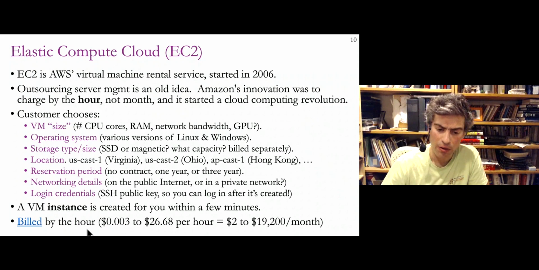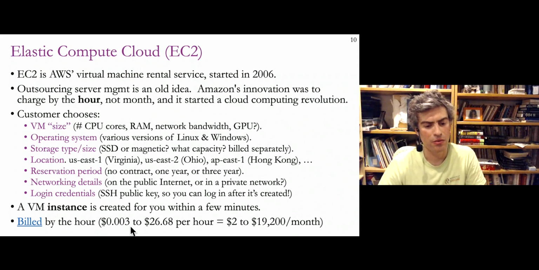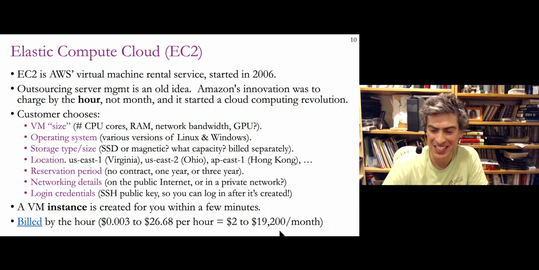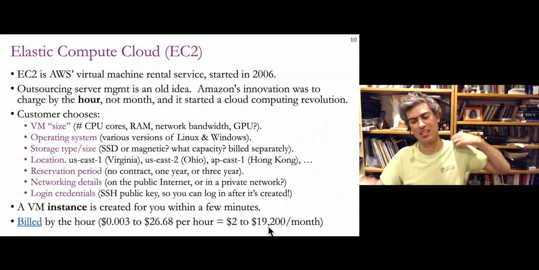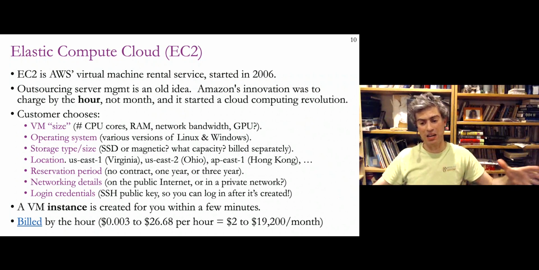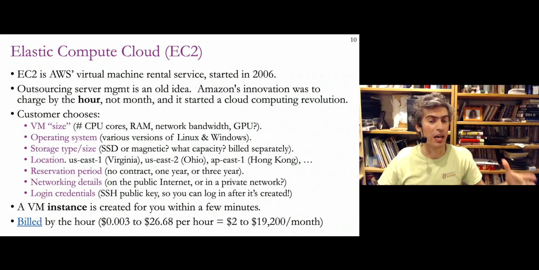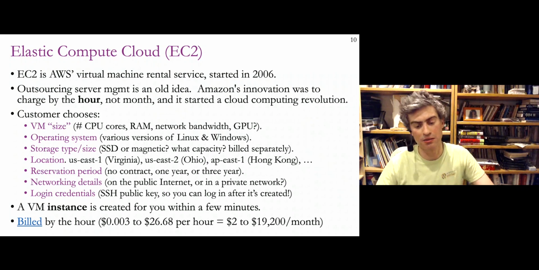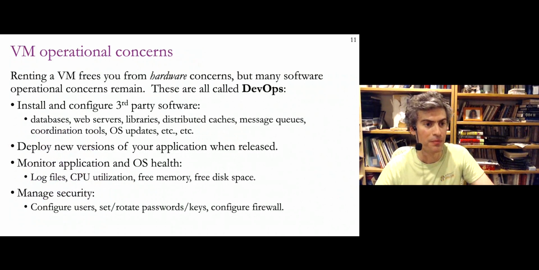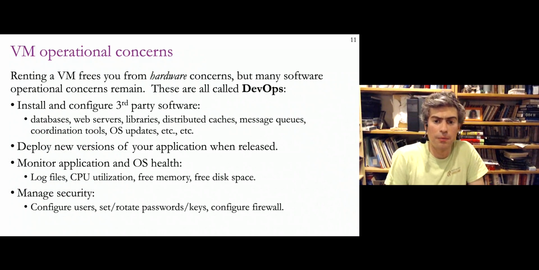And you're billed by the hour. The hourly rate is somewhere between 0.3 cents to $27 per hour. So that's quite a big difference. It could be somewhere between $2 a month or $19,000 a month. So this $19,000 machine obviously is a virtual machine that occupies an entire machine, a really fast machine with, I think, a lot of really fast GPUs and a lot of solid state storage. So this is a really nice machine. Obviously, if you do the math, it's probably a machine that costs at least $100,000 or $200,000 to buy. Anyway, okay.